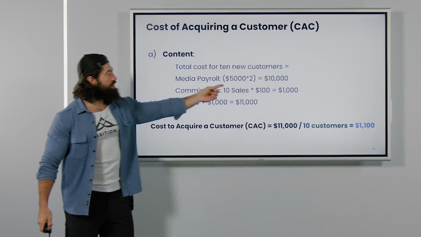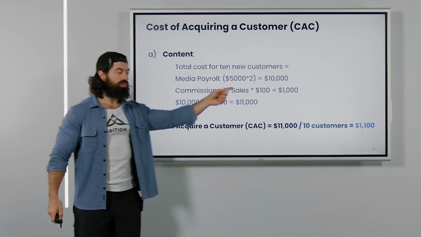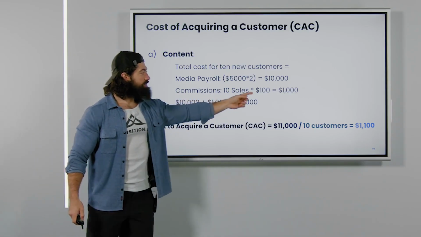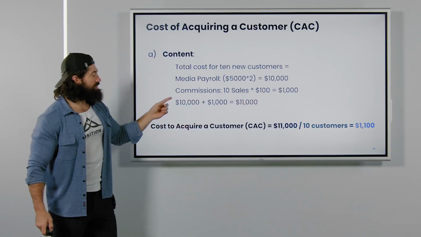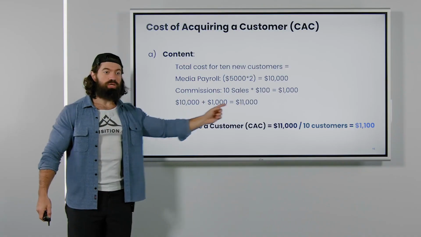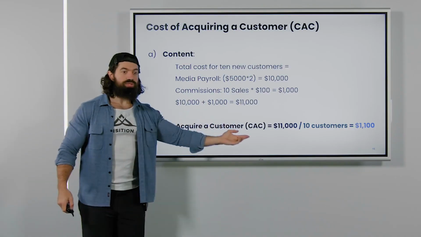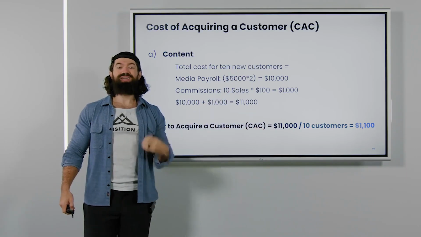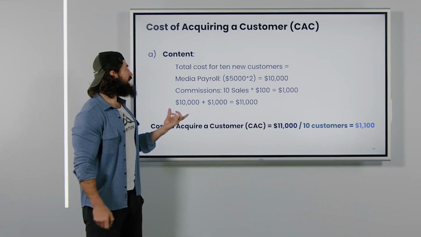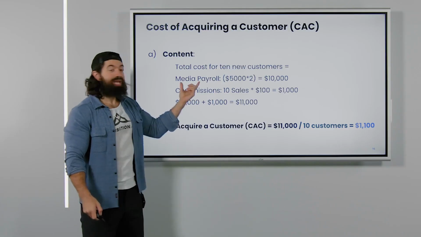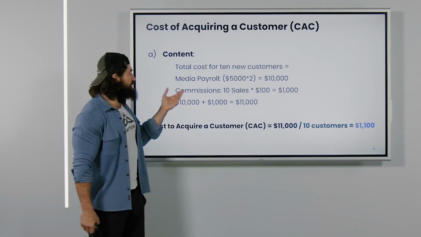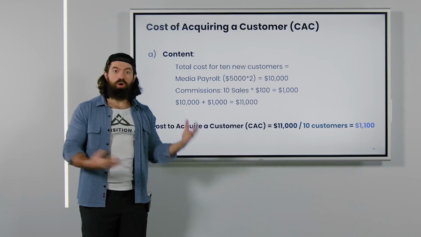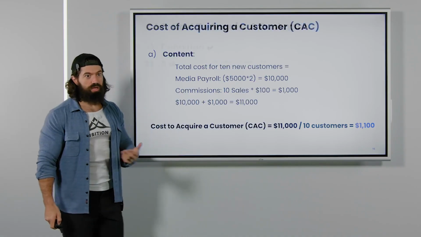So if my media payroll is 5K times 2, it's $10,000 a month there. My commissions is 10 sales times 100, is 1,000. So all in, I got 10 grand plus 1 grand is $11,000. So my cost to acquire a customer, we'll say, is $11,000 divided by 10 customers equals $1,100. So my CAC is $1,100. Now, if some of you are like, wait, I have sales payroll in there too, then add it in. If there's something that you don't have here, cut it out. But fundamentally, it's just all the money you spend to get new customers divided by how many customers you got.